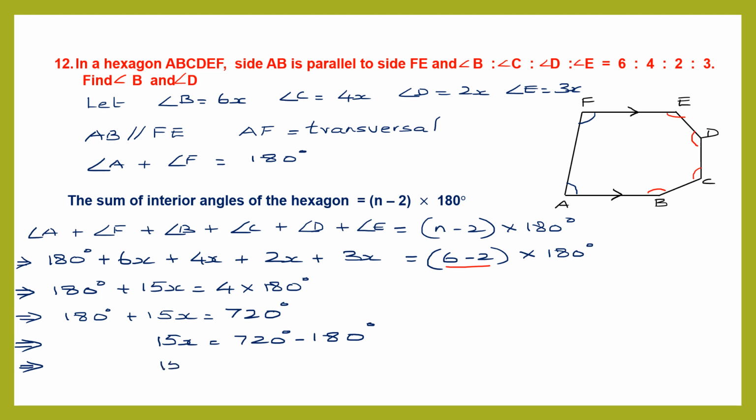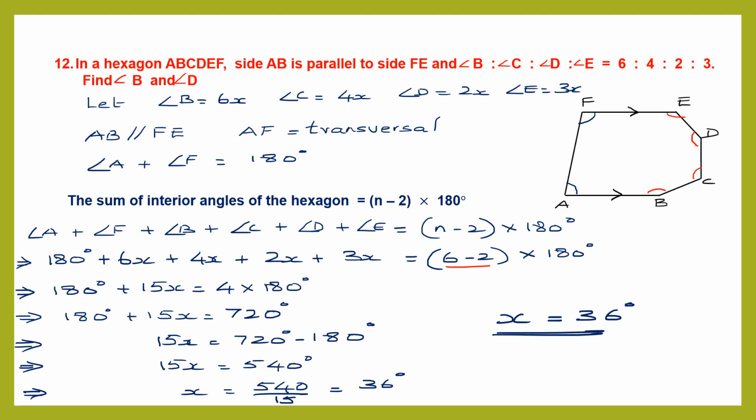15x is equal to, now 720 minus 180 is 540 degrees. Now to find the value of x, we say 540 divided by 15. When you divide, you get 36 degrees. So that means we have found the value of x to be 36 degrees.